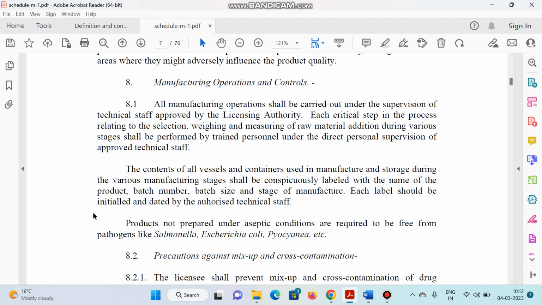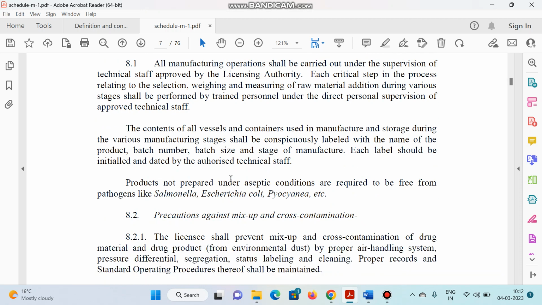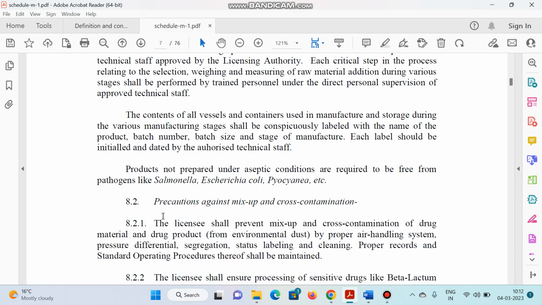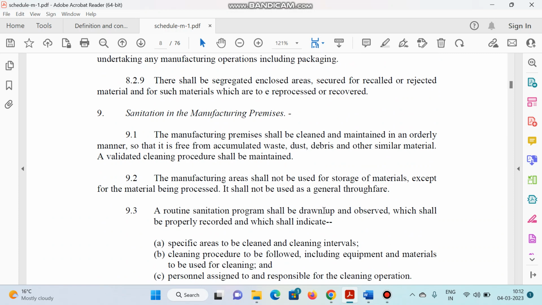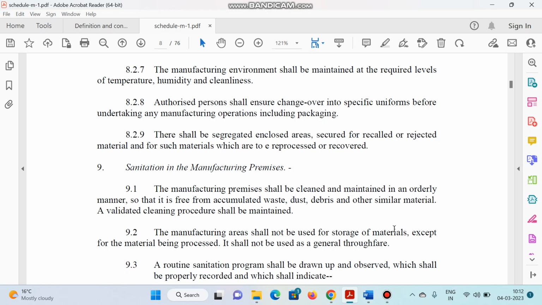Manufacturing operation and control, how this manufacturing operation and control is done is mentioned in Schedule M. Precaution against mix-up and cross-contamination, it is given. So sanitation, so basically I am showing you Schedule M.